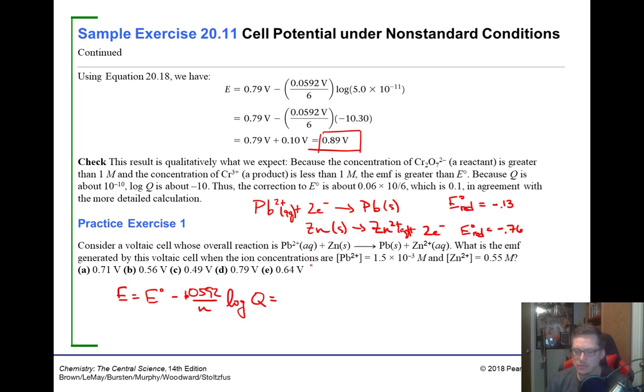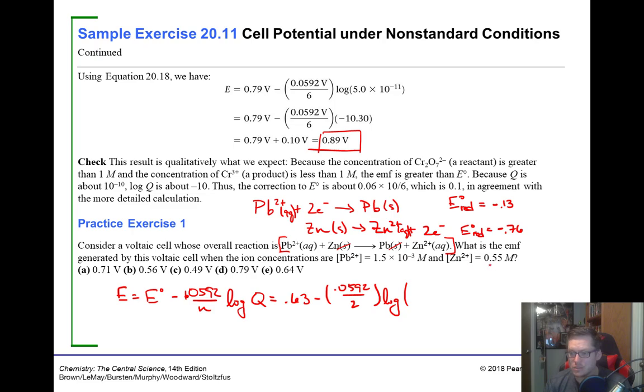So you get positive 0.63, so 0.63 minus 0.0592 divided by our n value. The n is how many electrons are transferred, which is 2, a good thing we balanced those half reactions. And then the log of our Q value. For Q, we look at the overall reaction, not the half reactions. Remember, it's products over reactants, and we don't include solids, so it just turns into the concentration of zinc over the concentration of lead.